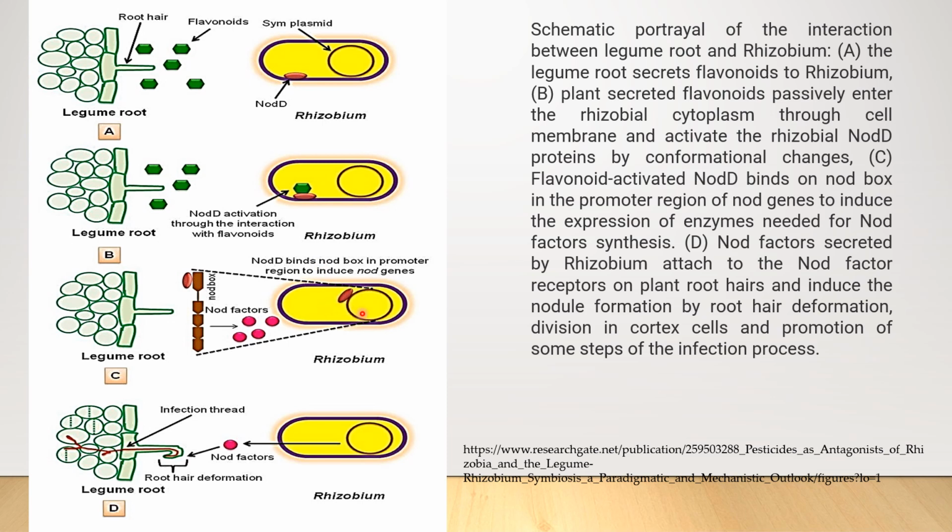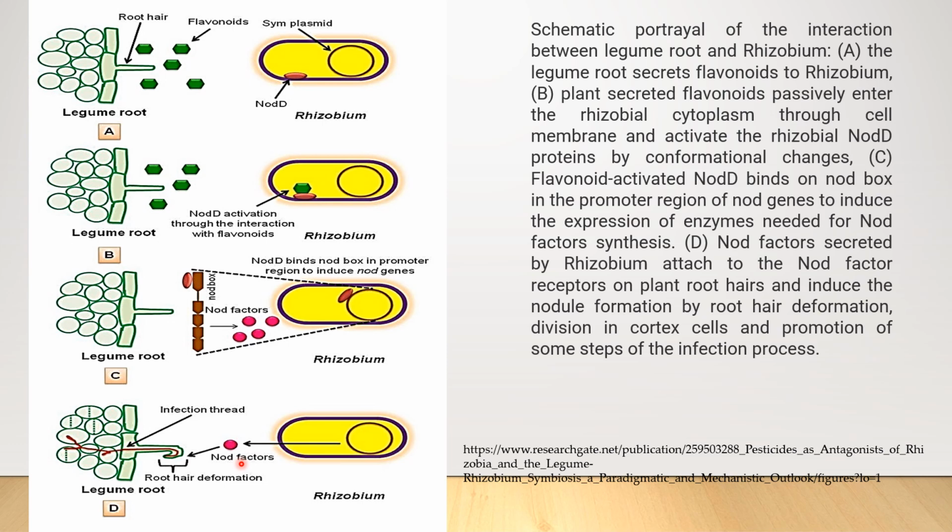Now you can see here the NOD, it binds to the NOD box which is present in the promoter region, and that induces the promoter of the NOD genes, and then it induces the production of these proteins which you call the NOD factors. So here you can see as this is bound here, the NOD factor synthesis is initiated and you have the NOD proteins, the NOD factors, which are released.